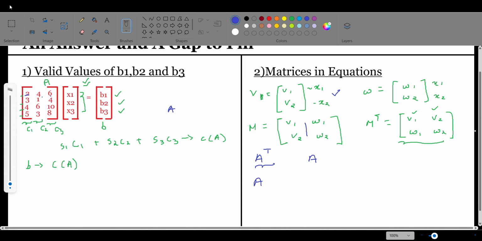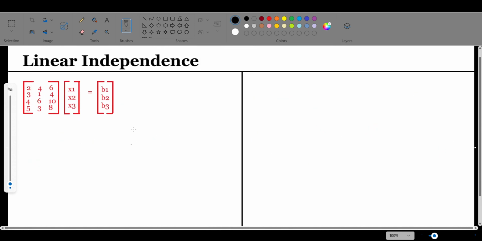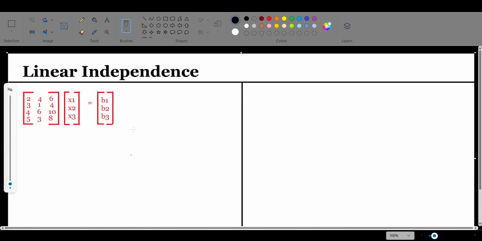Now let's move on to the main topic for today, which is linear independence. Another really interesting topic, and we're going to use the same equation to help us out in that topic. So have a look at this. Now in the previous video, I had said that the first column, second column, and third column can actually be combined. So what I mean to say is this, that C1 plus C2 is equal to C3, correct?